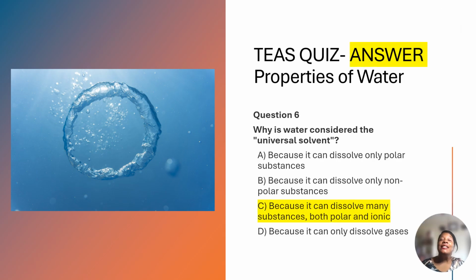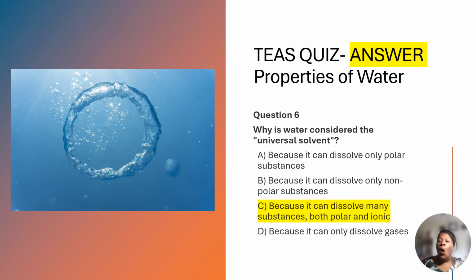The correct answer is C, because it can dissolve many substances, both polar and ionic. Remember, likes dissolve likes. Water is a polar covalent molecule. So when you think about polar covalent bonds and ionic bonds, they are similar in terms of positive and negative charges. Letter B, because it can dissolve only non-polar substances, is incorrect, because polar means positive and negative. Non-polar means they're either both positive or both negative. So we can discount letter B as the answer.